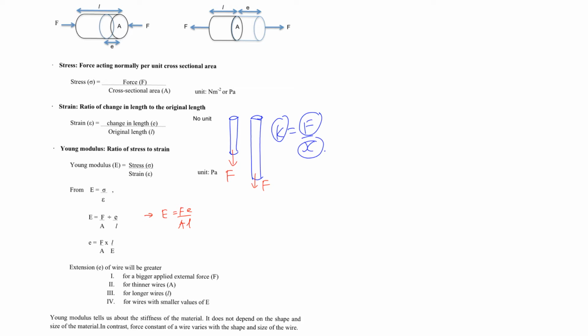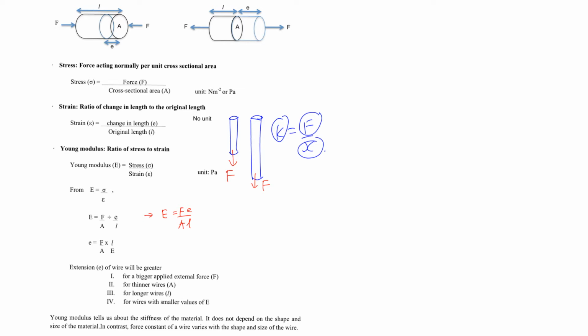And next one, we talk about what is strain. So strain is defined as ratio of change in length to the original length. So meaning to say, if we take the compression amount E or the extension amount E and divide by the original length L, that would give you the value of your strain. But because the unit of change in length is meters, and original length is also meters, you will notice they end up with no unit.